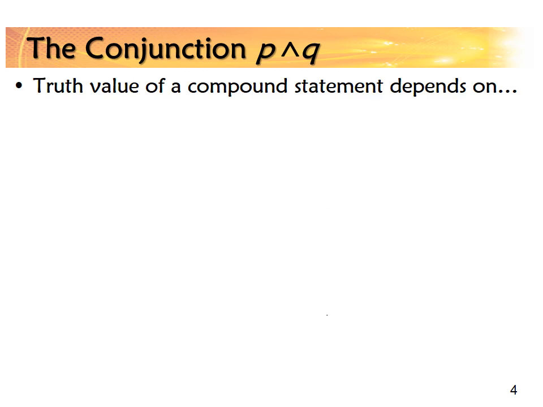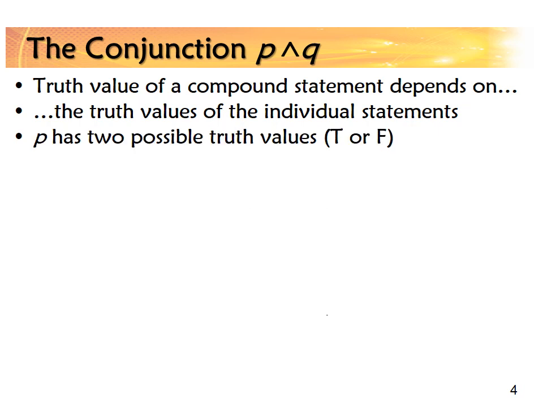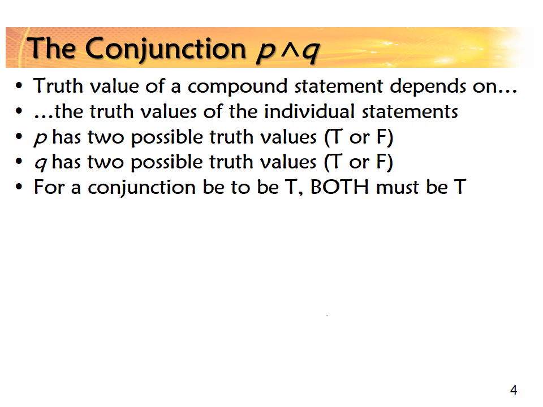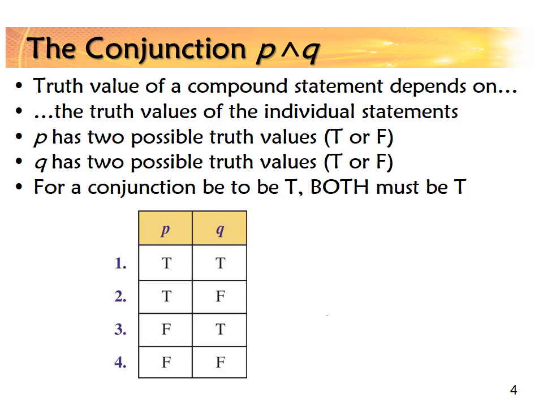What about a conjunction? So the truth value of the compound statement depends upon the truth values of the individual statements. So P has 2 possible truth values and Q has 2 possible truth values. So for a conjunction to be true, both of these have to be true. That's the rule. Remember, the conjunction is like and. So if I say A and B, then both of those have to be true for the resultant statement to be true. So here I go with my second truth table.